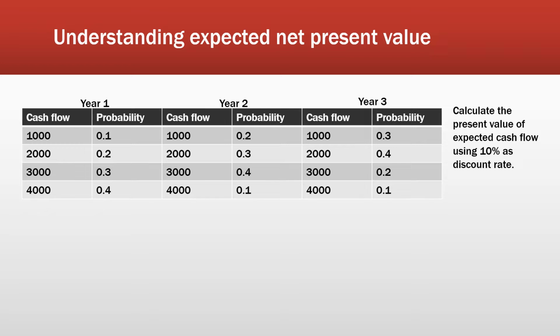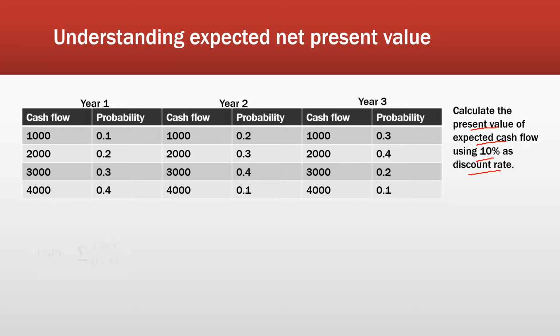Now we will understand the expected net present value with an example. So this is the cash flow, and this is the probability for year 1, and this is for year 2, and this is for year 3. We have to calculate the present value of the expected cash flow using 10% as the discount rate.